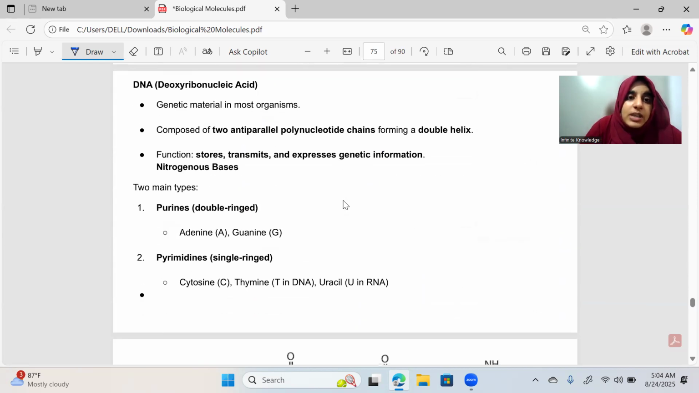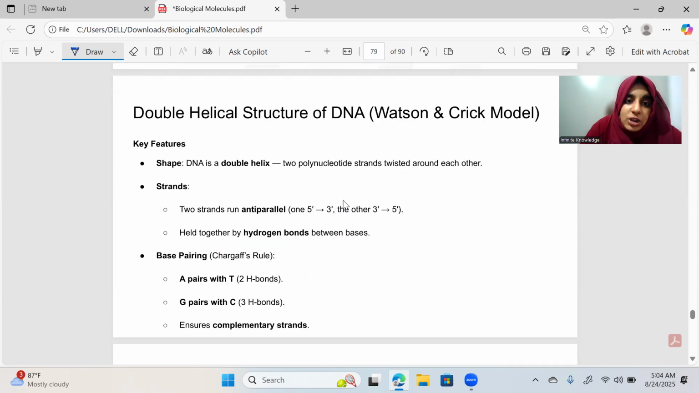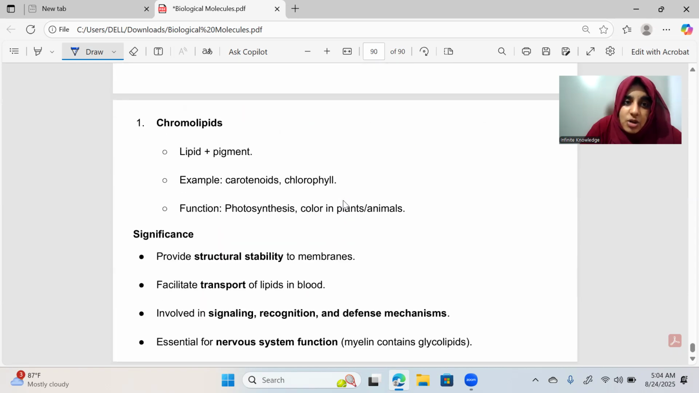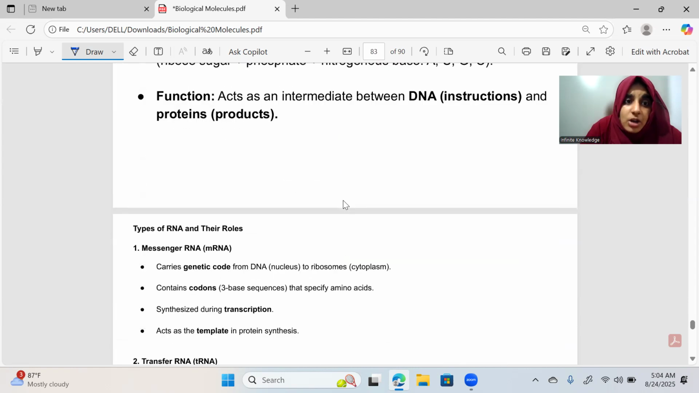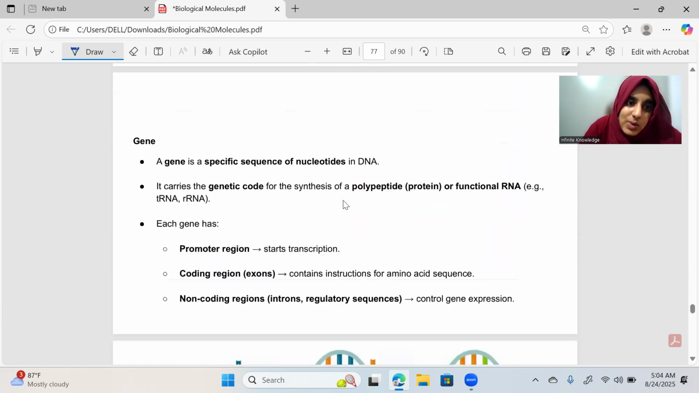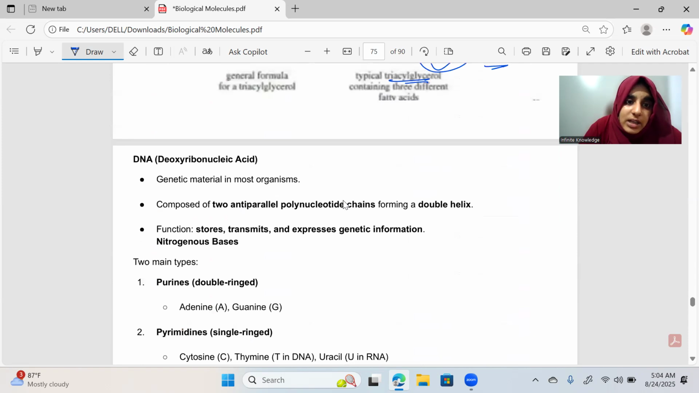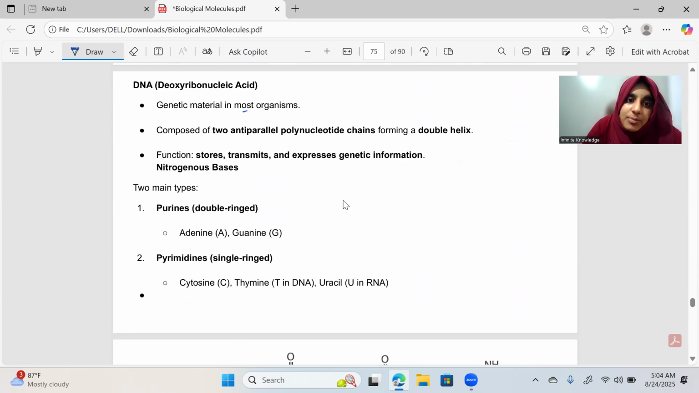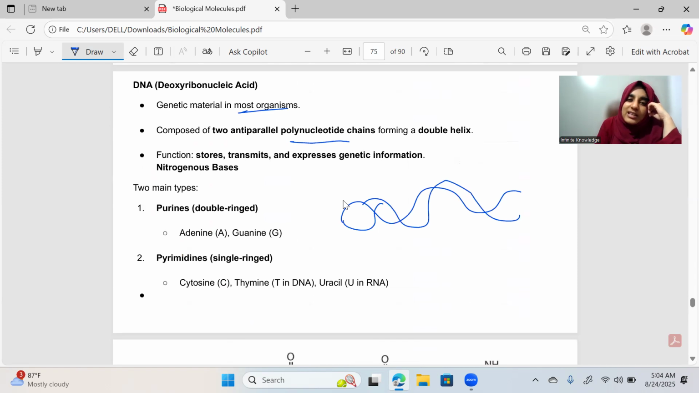Now we move on to DNA. We are on nucleotides, which is our last topic now. Sorry, not last. We have got conjugated molecules as well. So we have got DNA. DNA is the genetic material in most of the organisms. It consists of antiparallel polynucleotide chains. It forms a double helix-like structure like this, somewhat like this. My drawing is very bad. And it stores and transmits and expresses genetic information.